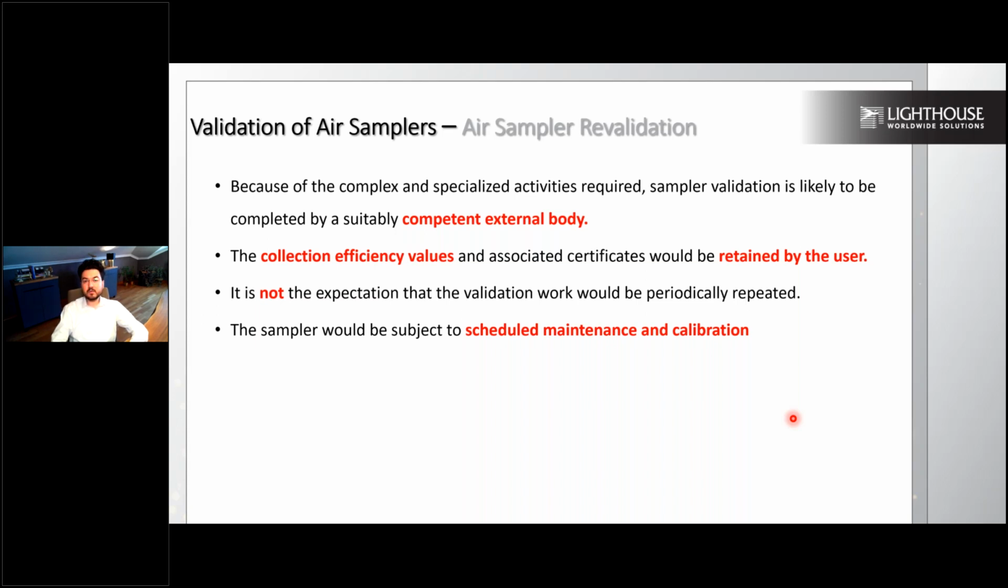That's why it's not required to redo the same work unless you change the impactor structure or the air sampler structure. The sampler would be subjected to scheduled maintenance and calibration. This calibration could be done under air velocity as well as flow testing, and the third-party laboratories as well as the production company itself can perform this. And the best practice here is to have ISO 17025 accreditation for making this calibration. So that's in general for validation of air samplers.